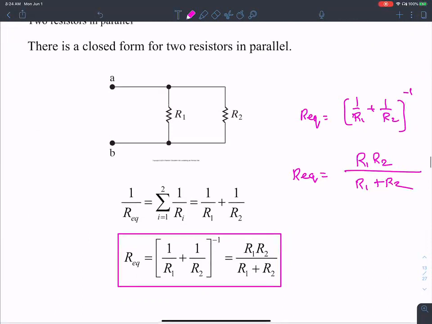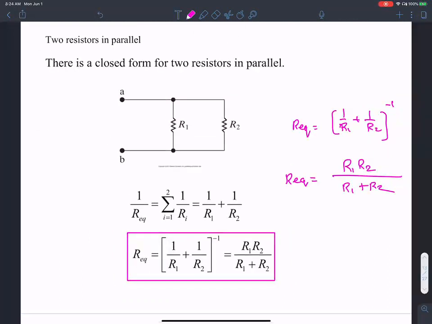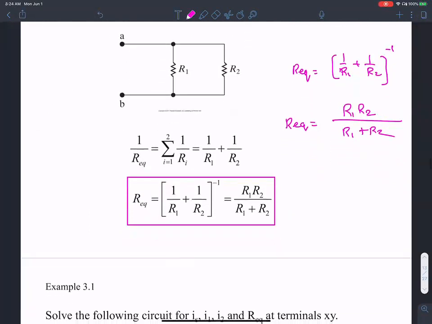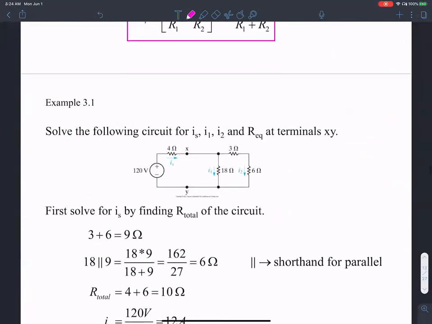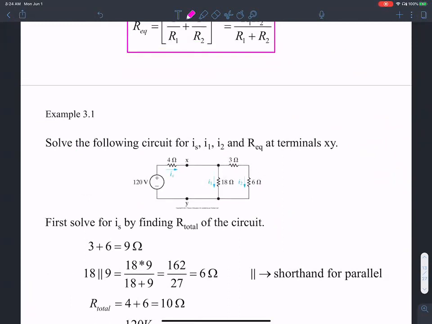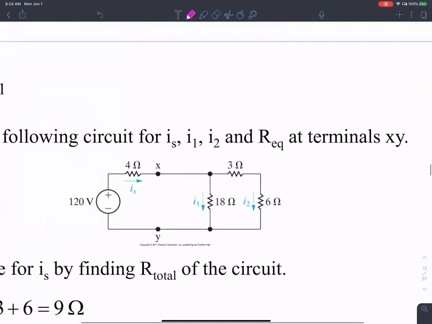Okay, that's resistors in parallel. Okay, so here is an example. Solve the following circuit for IS, I1, and I2.